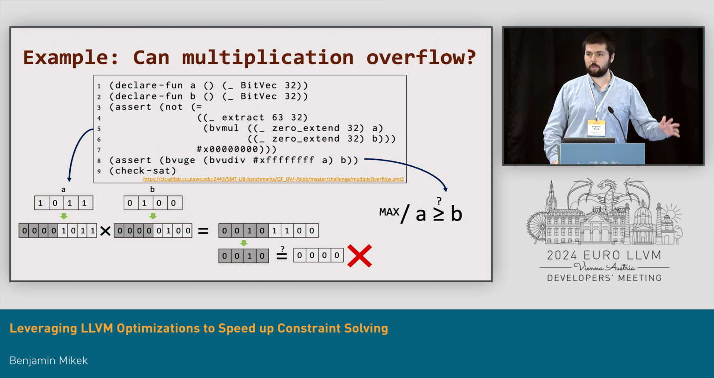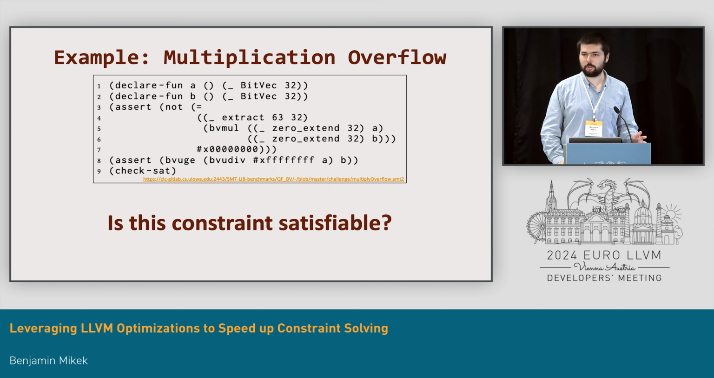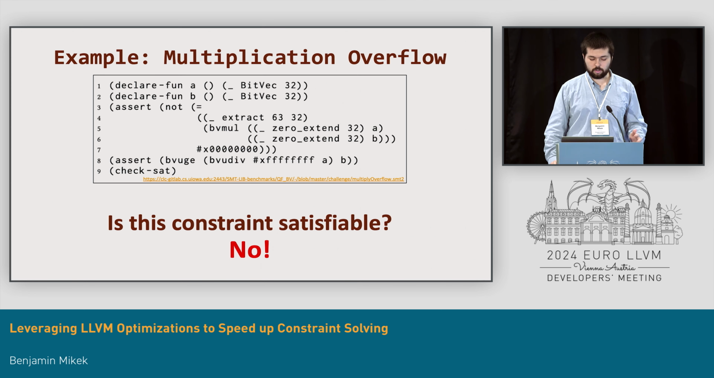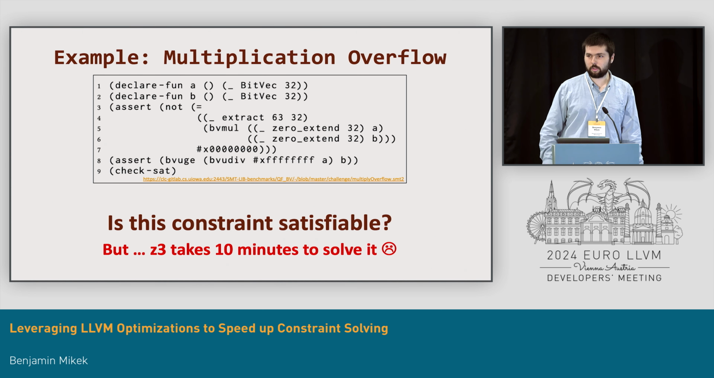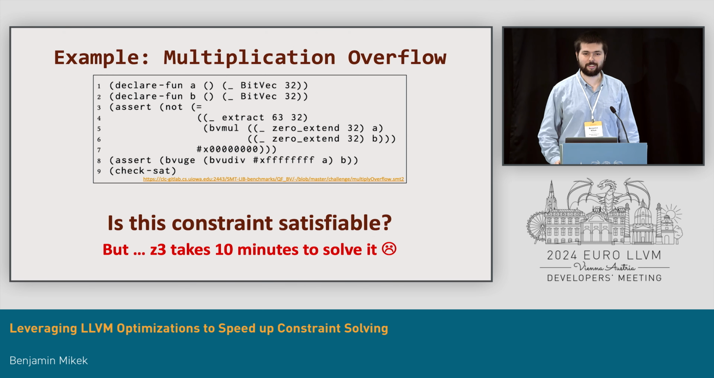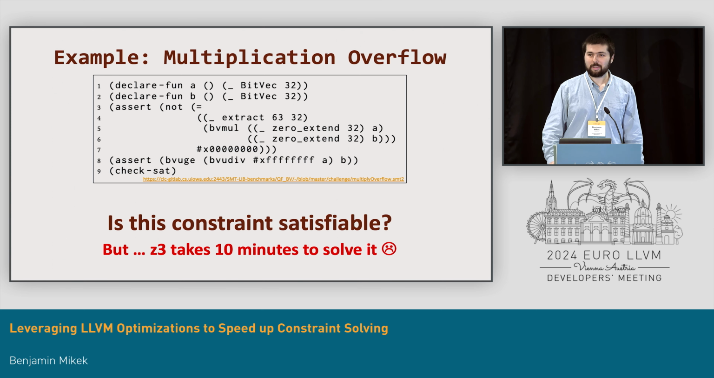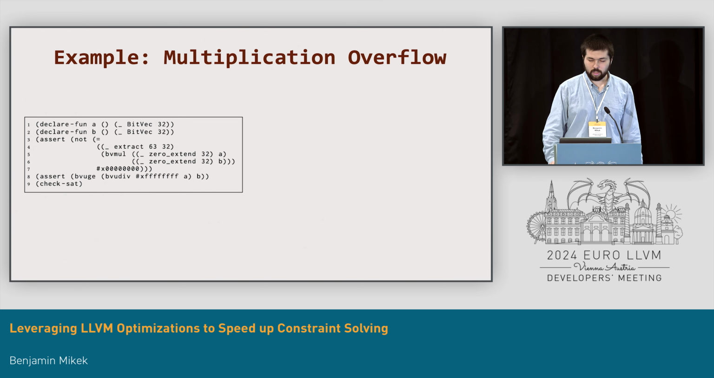So we've gone into the weeds a little bit to answer this question. Is the constraint satisfiable? The answer is no. But the problem is that the SMT solver Z3 takes about 10 minutes to do this. So congratulations, we've all just outperformed Z3 today. But this leads to the question of, can we do better than this? Can we do better than Z3 taking 10 minutes to solve this constraint? In the rest of this talk, I'm going to explain that yes, we can, and how we do that.